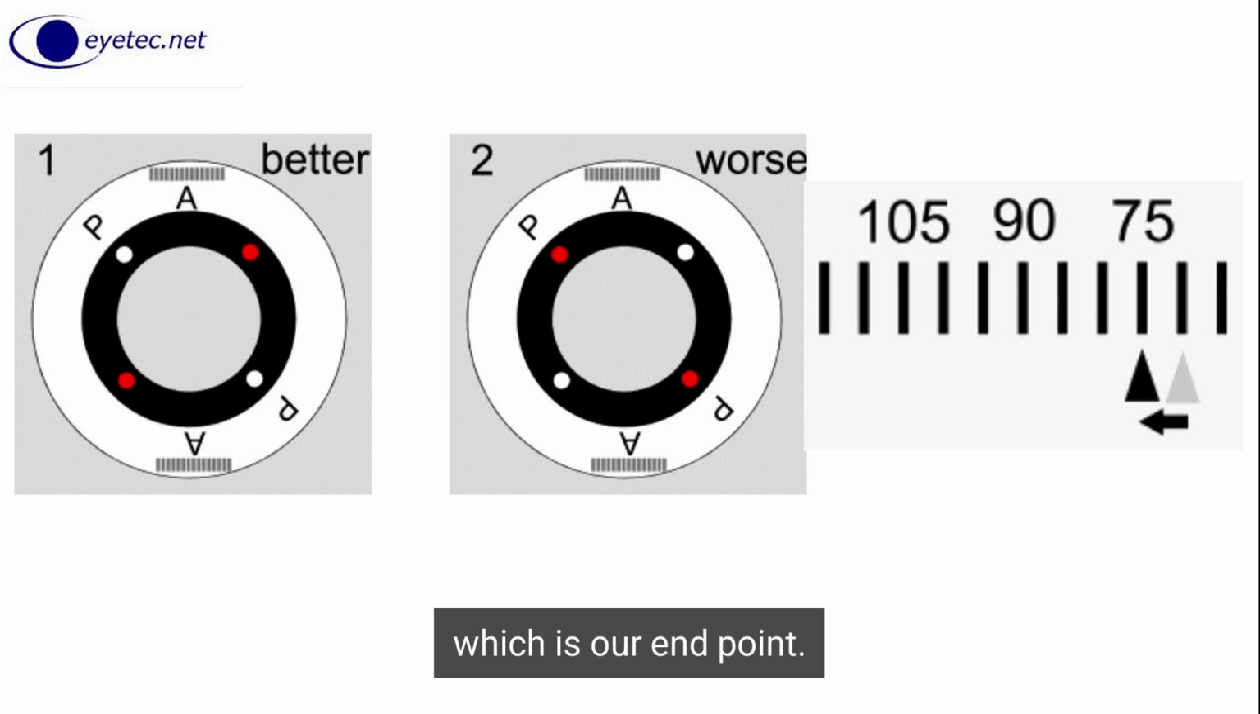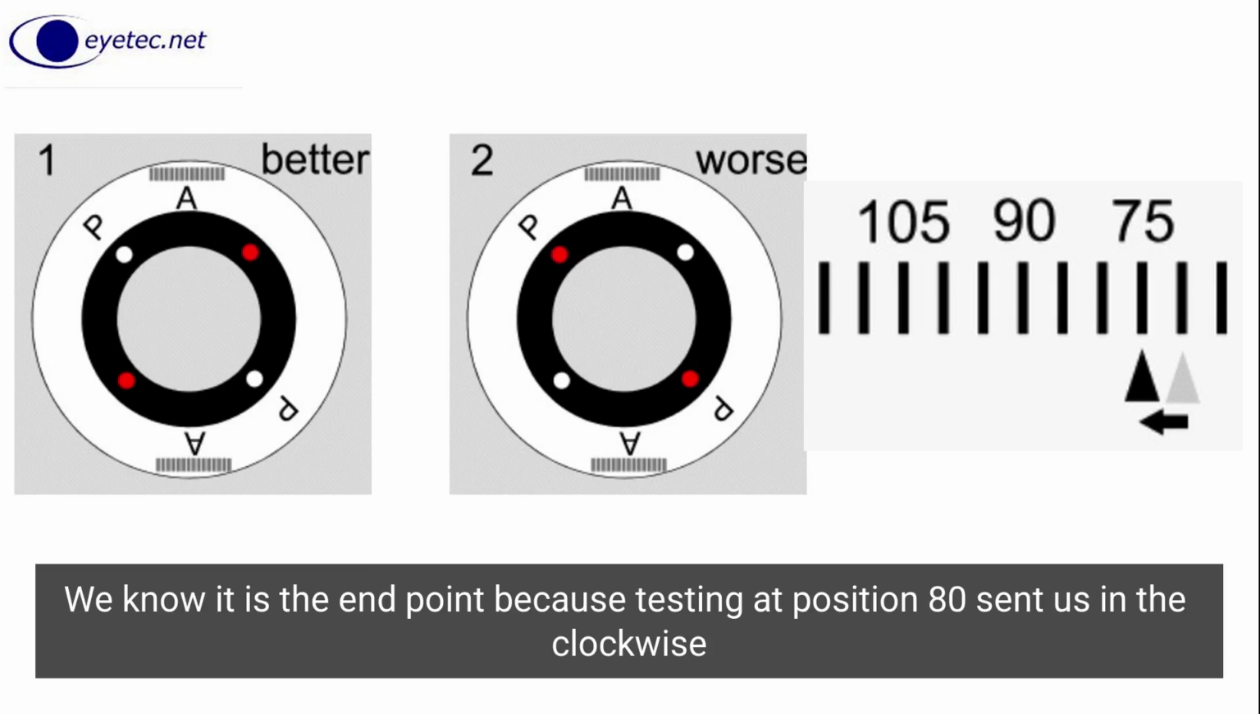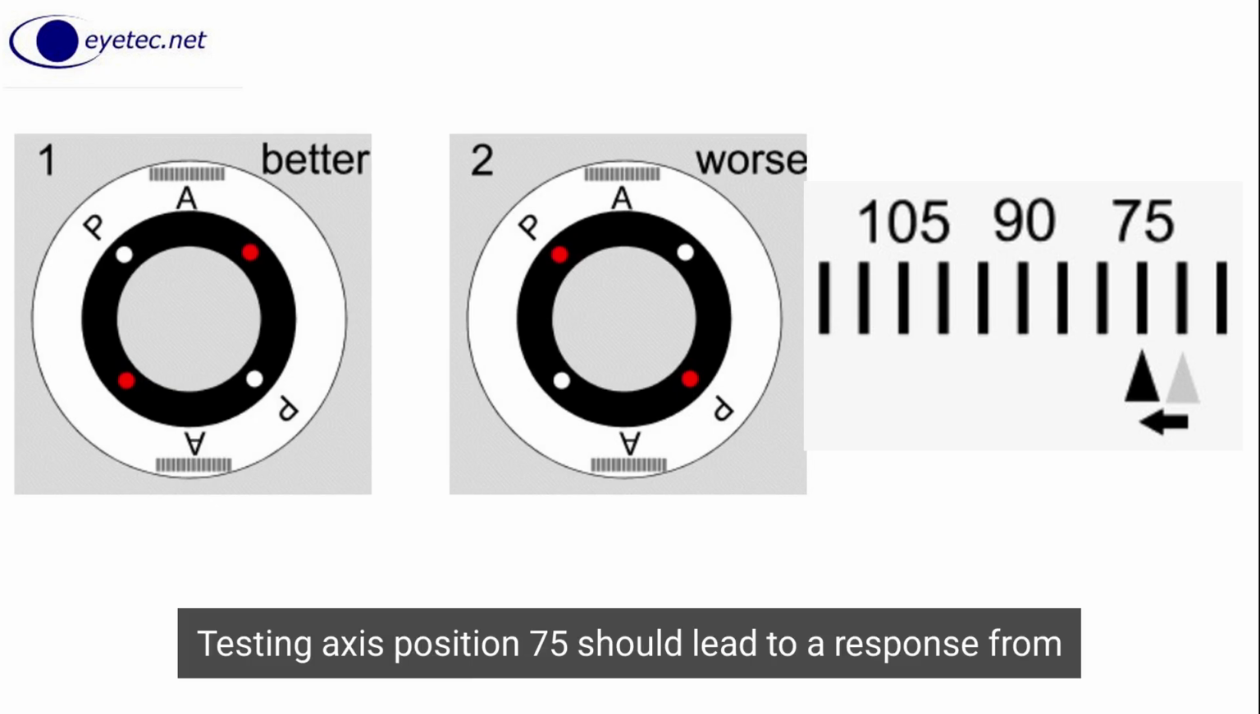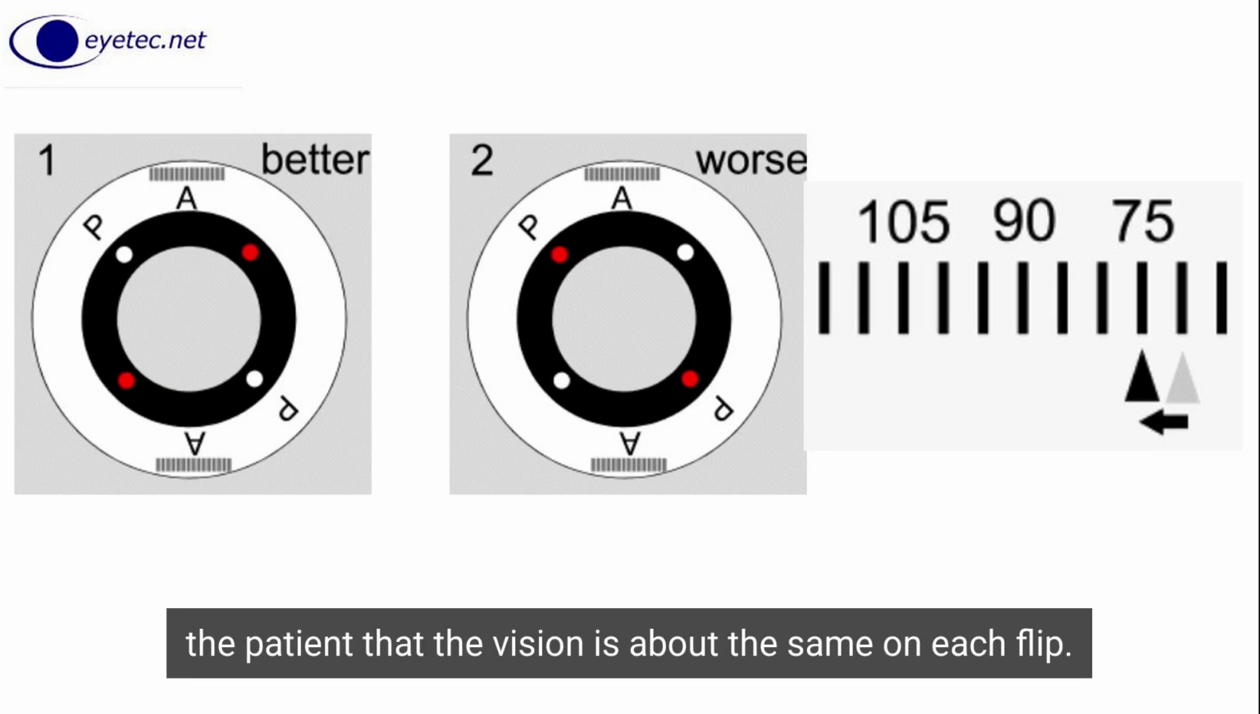which is our endpoint. We know it is the endpoint because testing at axis position 80 sent us in the clockwise direction. Testing at axis position 75 should lead to a response from the patient that the vision is about the same on each flip.